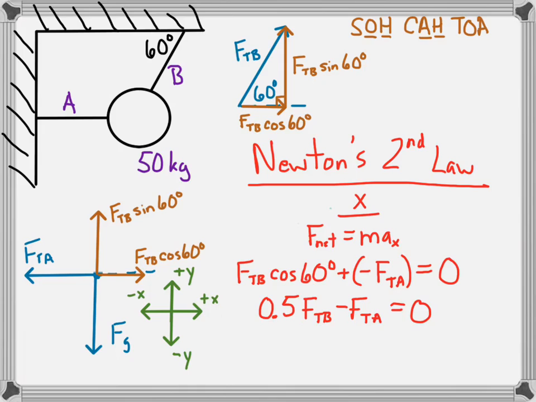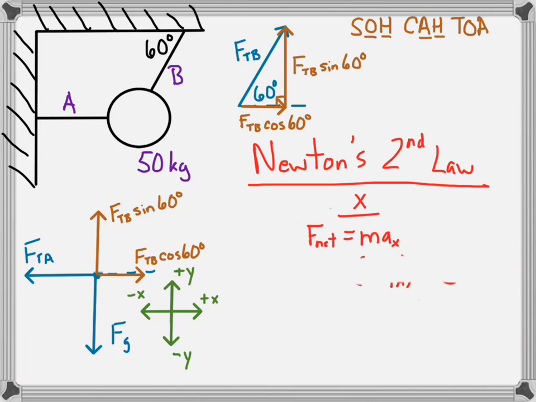So now let's turn our attention to the y direction. Let's write Newton's second law for the y direction. Now I'm looking at forces only in the y direction. That means I have this force and that force, and I have to add those together. So now I have FTB sine of 60 degrees plus negative FG, since gravity is pointing down, the negative y direction. And again, we have no acceleration in the y direction, so I write 0 on the right hand side of the equation.